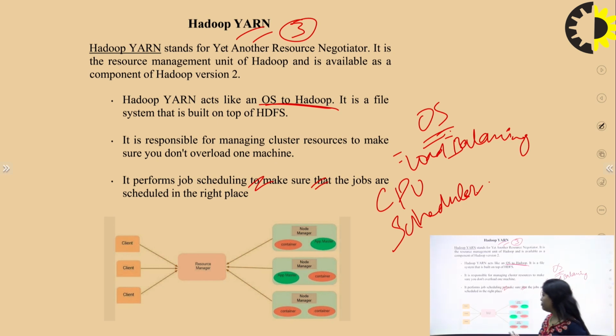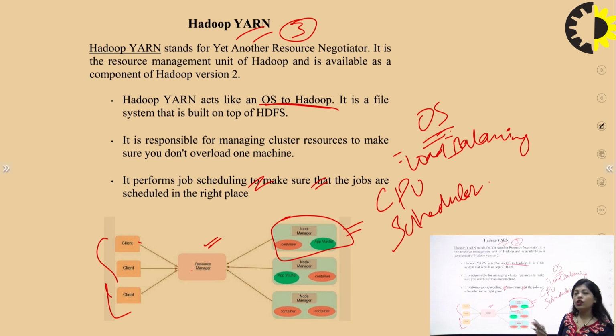So this is the diagram. In this, we have a client and a resource manager which manages all the resources. The client sends a request to the resource manager if it wants any resources. Then we have the node manager. The node manager has two components: first is the container and second is the app master. The app master contains the information about the app, and the container stores all the data and files.